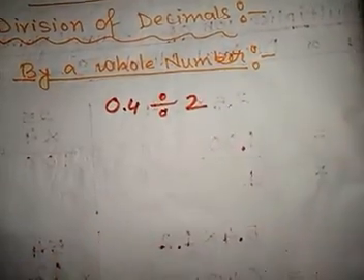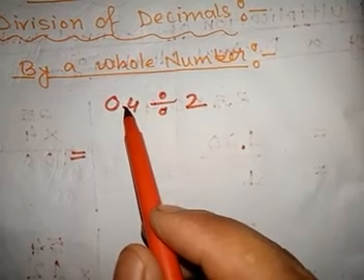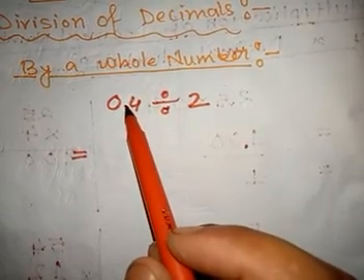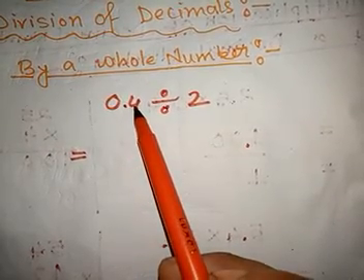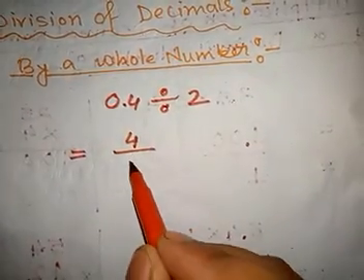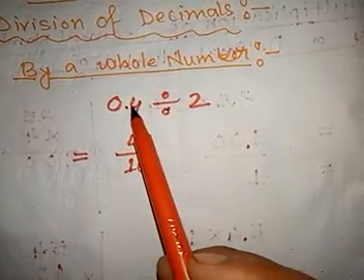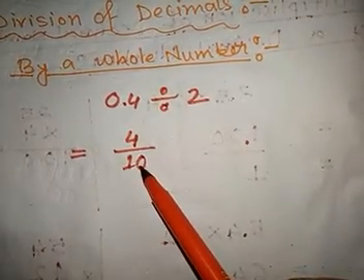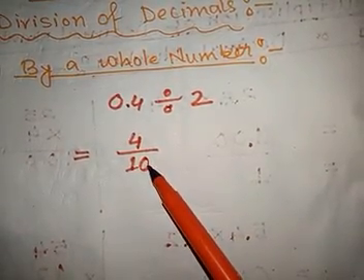So to divide 0.4 by 2, first of all you have to remove this decimal, and to remove this decimal you have to see how many digits come after the decimal point. As here the decimal is before 1 digit, you have to write the number divided by 10. If the decimal is before 1 digit, then you will divide it by 10. If the decimal is before 2 digits, then here you have to write 100. If the decimal is before 3 digits, then you have to write 1000.